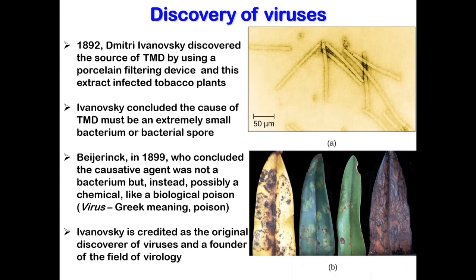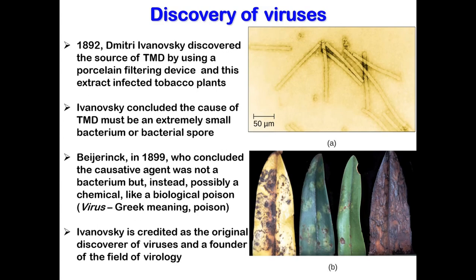So viruses were first discovered after the development of a filtering device which could remove bacteria from any liquid sample. So in the late 19th century, it was found that a disease of tobacco plants, called tobacco mosaic disease, or TMD, could be transferred from a diseased plant to a healthy one via liquid plant extracts.